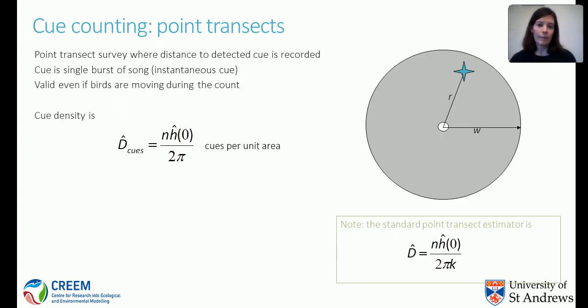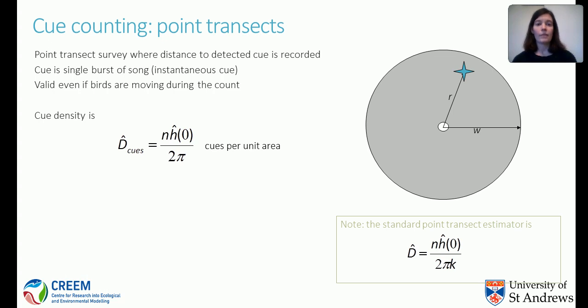Now, we can think about cue counting with point transects, and an example of this is if you were an observer listening to birds and your cue is a burst of song, and the song is an instantaneous cue, so it can be something that you can observe even if you have birds moving around during your surveying period. So cues can be a useful way to deal with animal movement.